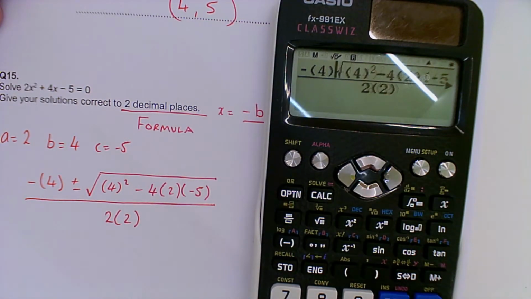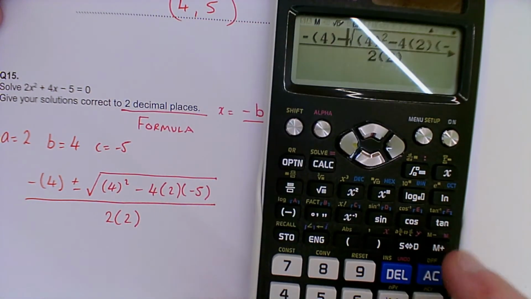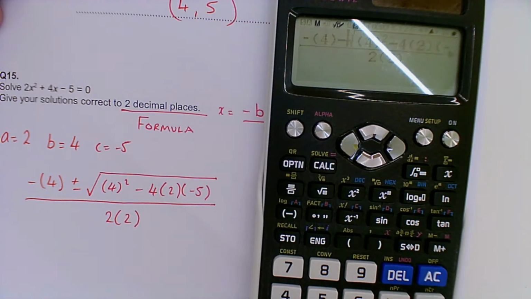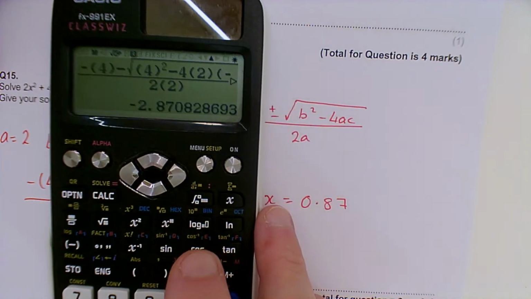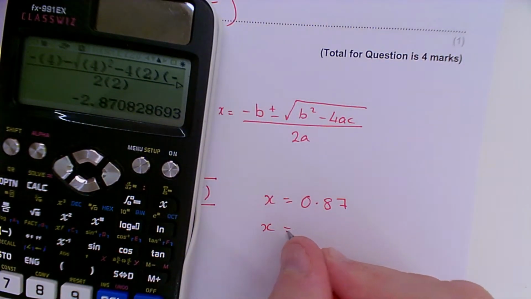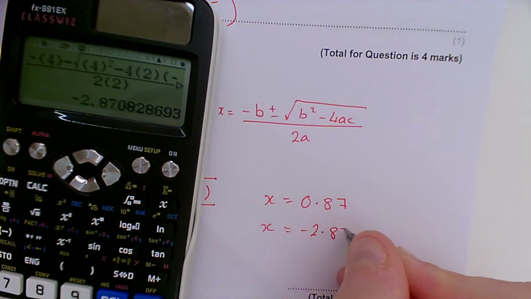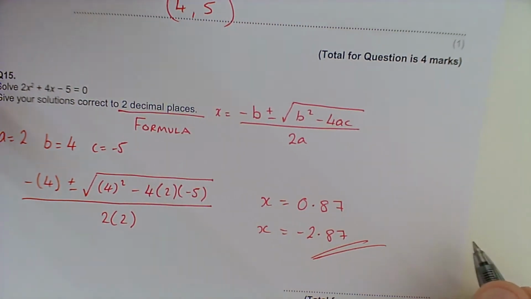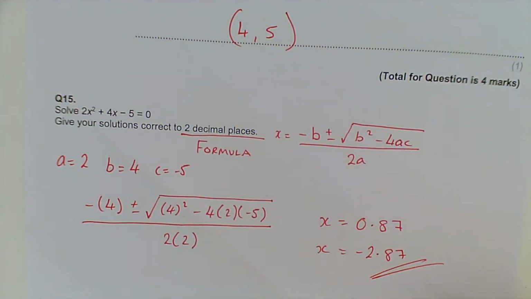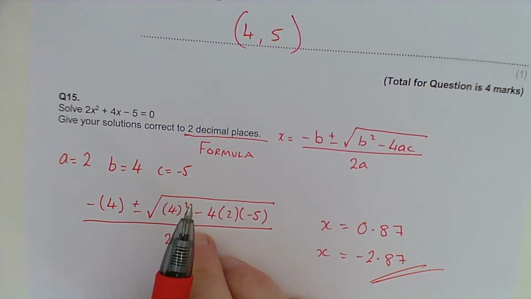For my second one, I don't clear it off, I just go through my calculator until I get to that plus, and I change it for a minus. So I press the delete button, and I change it for a minus, and I press equals, and again I press the SD button, and this time I get an answer to 2 decimal places of negative 2.87. So those are my answers to 2 decimal places there. Okay? Because it said 2 decimal places, straight away I knew it was going to be the formula.